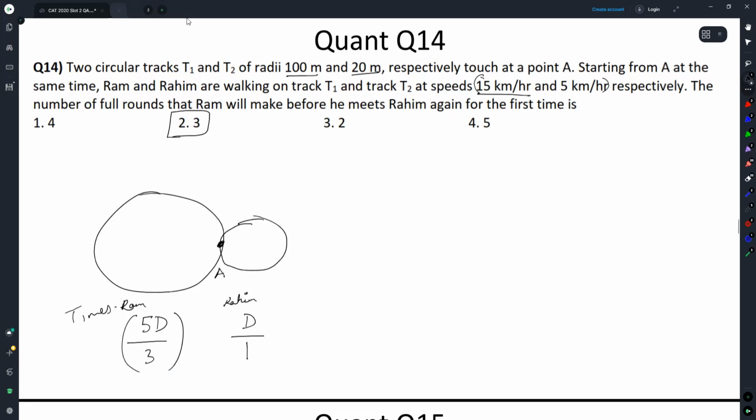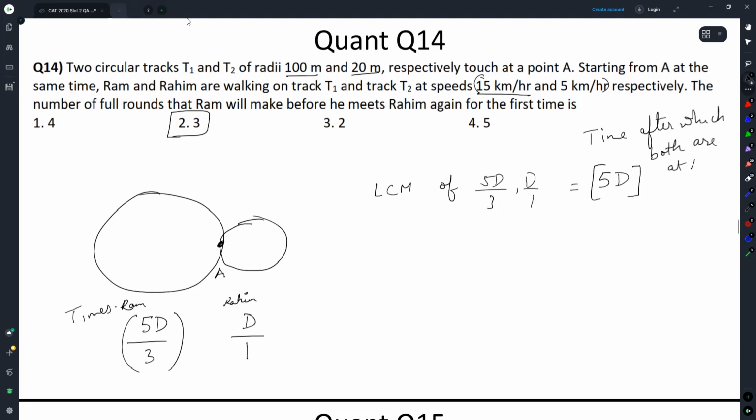If I need precisely, we need the LCM of time. After how many rounds? After what time will both of them complete full rounds? I need LCM of 5D by 3, comma D by 1, which is as good as 5D. LCM of numerators and HCF of denominators. This is the time after which both are at A.